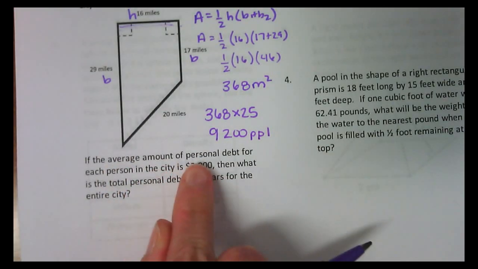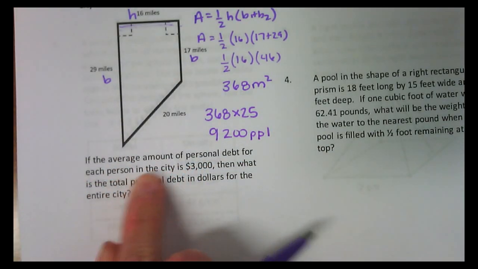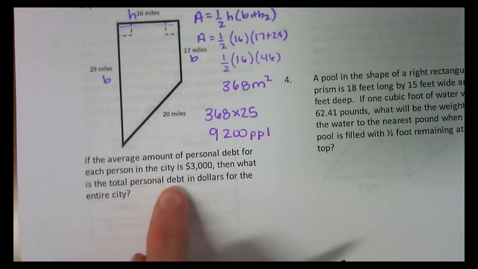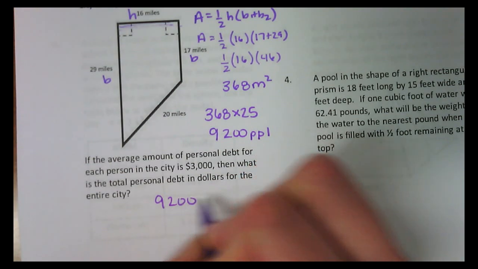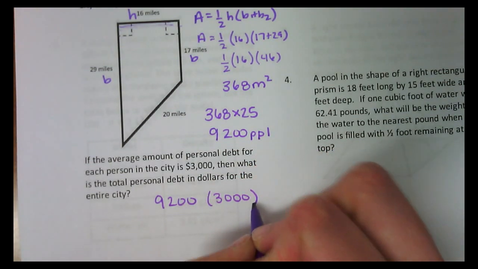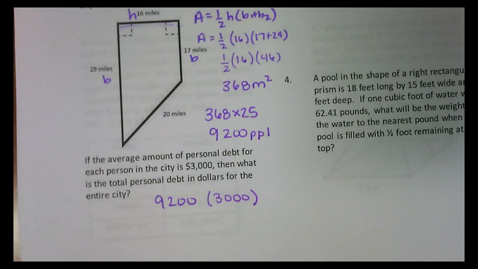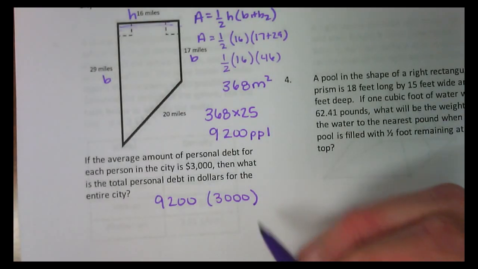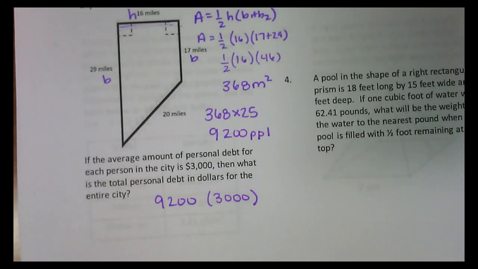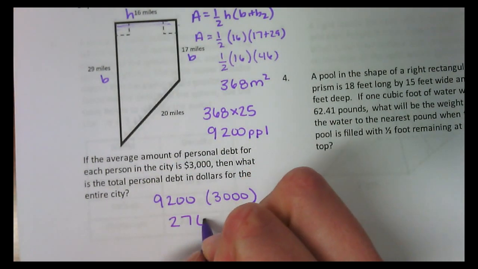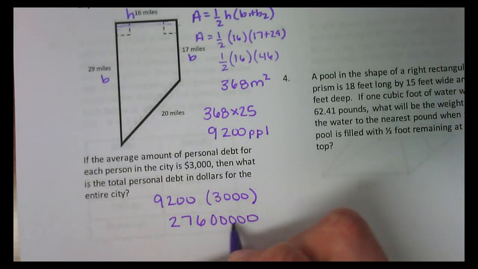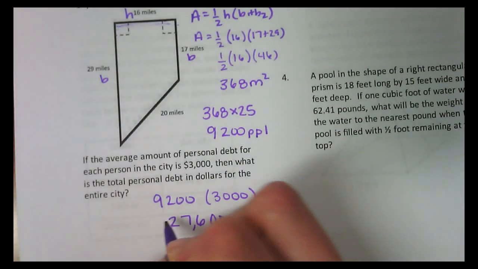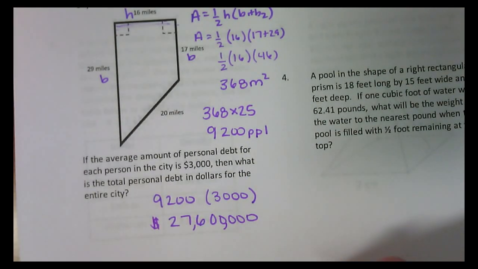If the average amount of personal debt for each person is $3,000, then what is the total personal debt in dollars for the entire city? So I'm going to take the amount of people I have and multiply that by $3,000 because each person has $3,000 debt. So it's a really big number. Let me double check and make sure I multiplied correctly. Yep. So 27,600,000.